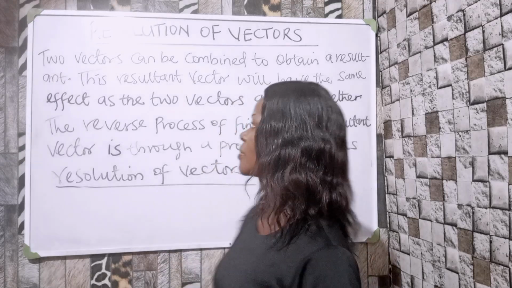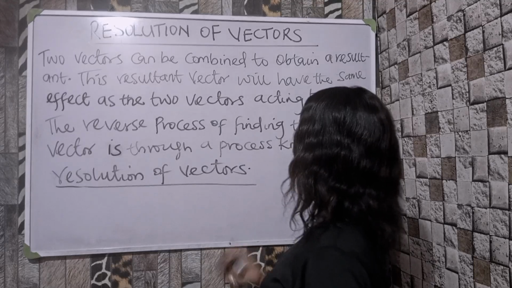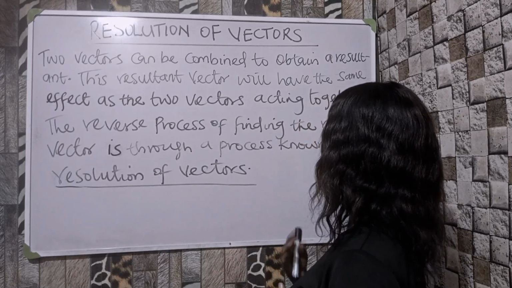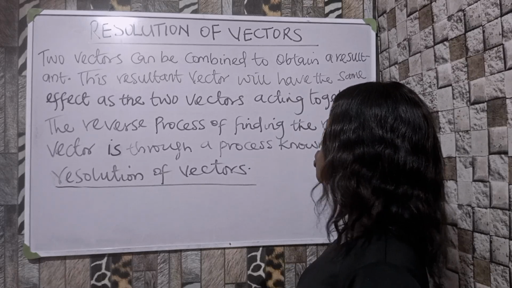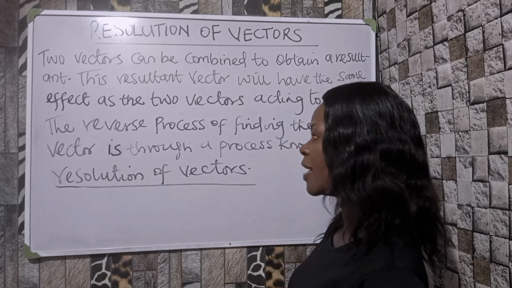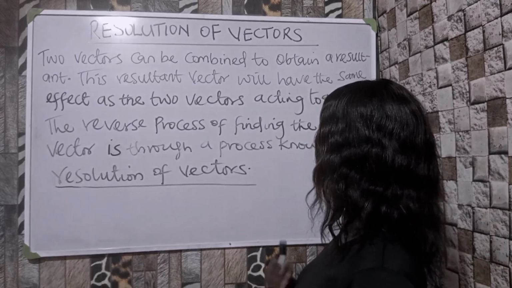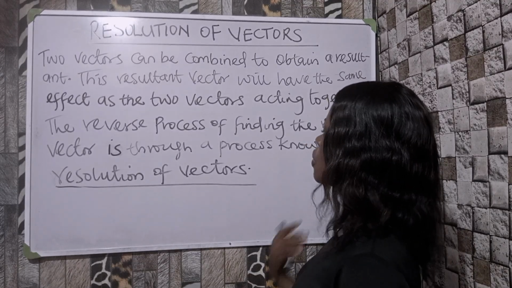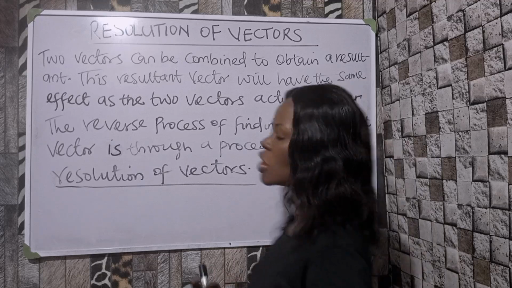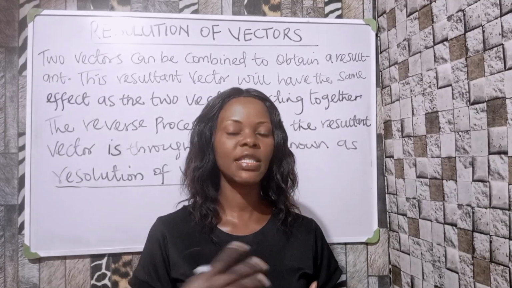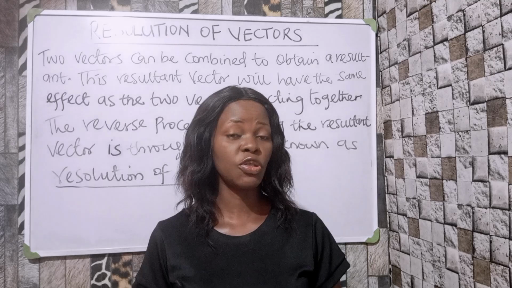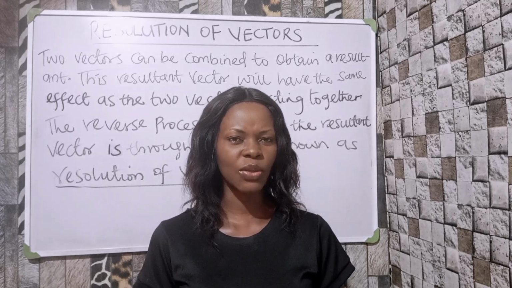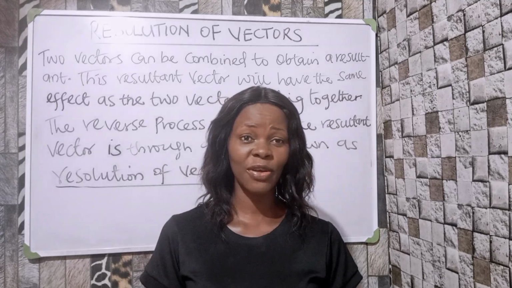Two vectors can be combined to obtain a resultant. This resultant will have the same effect as the two vectors acting together. The reverse process of finding the resultant is known as resolution of vectors. So we can use a reverse method to get the resultant, which is resolution of vectors. So let us see how we can resolve vectors.